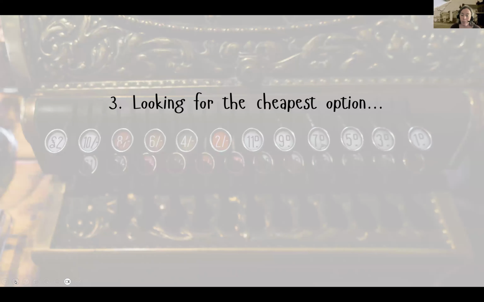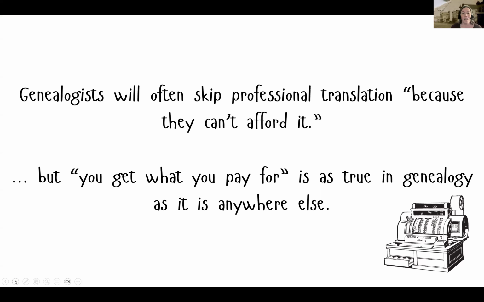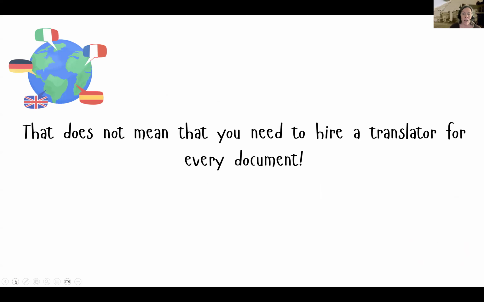Common mistake number 3, people look for the cheapest option all the time. I hear this a lot. Genealogists will skip professional translation because they can't afford it. But you get what you pay for. It is as true in genealogy as it is anywhere else. That does not mean you need to hire a translator for every document.